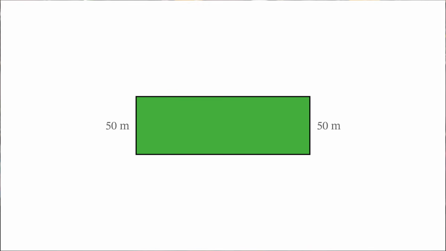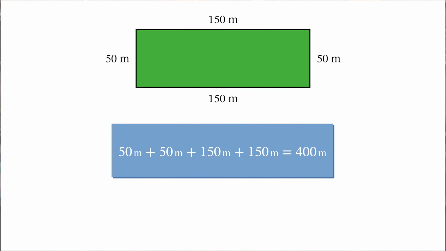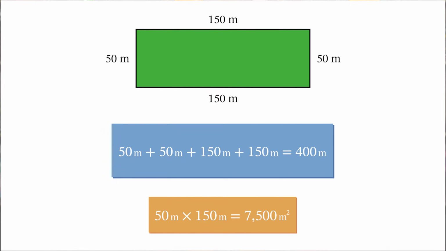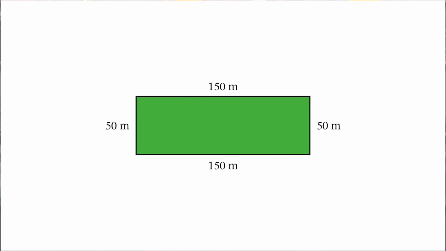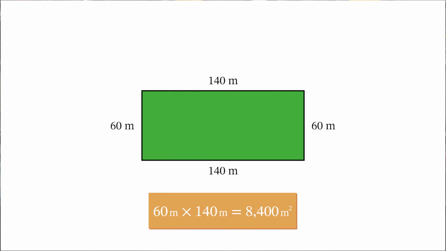One way the rancher could build the fence is with a width of 50 meters and a length of 150 meters. This would use up all 400 meters of fencing. With this setup, the rancher's field would have an area of 50 times 150 equals 7,500 square meters. However, if the rancher chooses to increase the width to 60 meters and therefore decrease the length to 140 meters, the area of the field would then be 8,400 square meters, which is a sizable improvement.